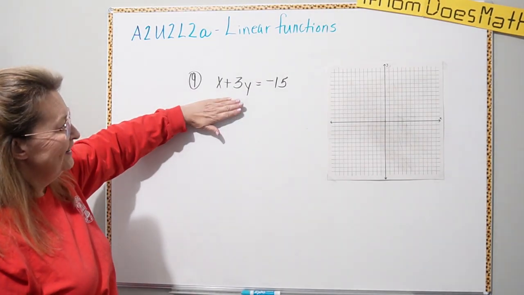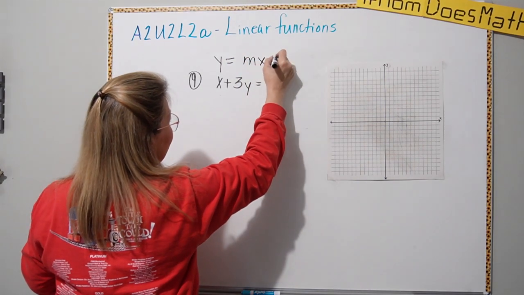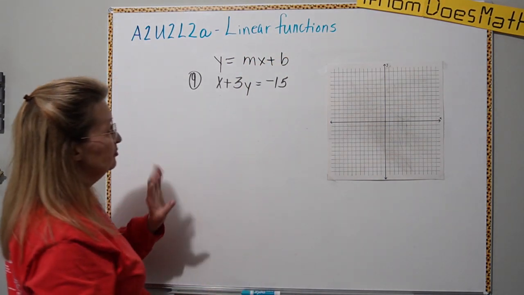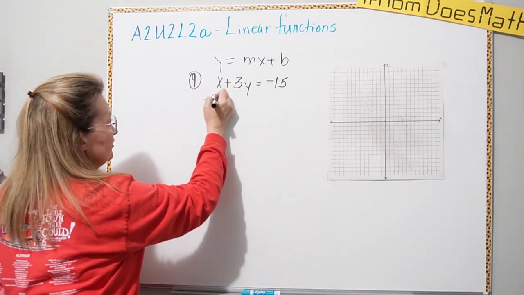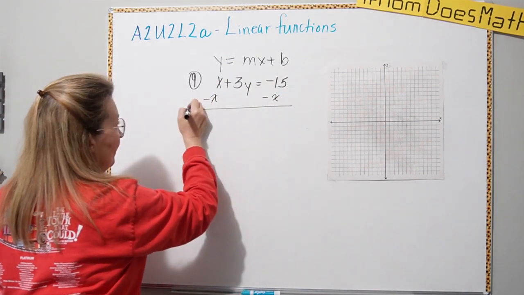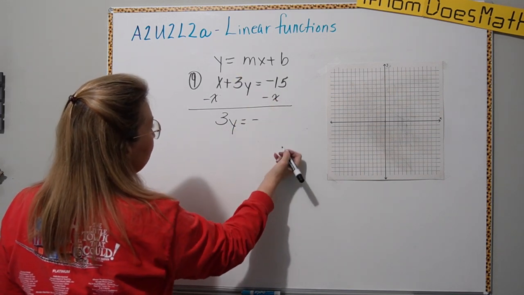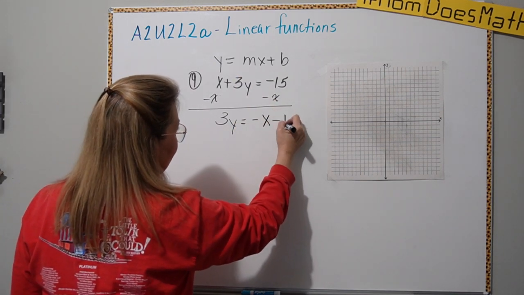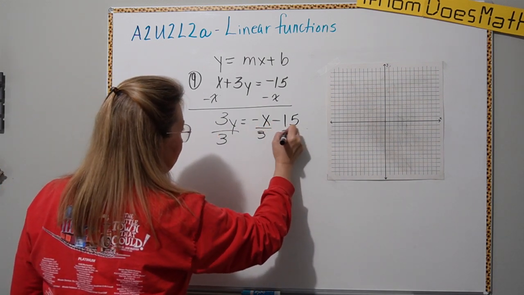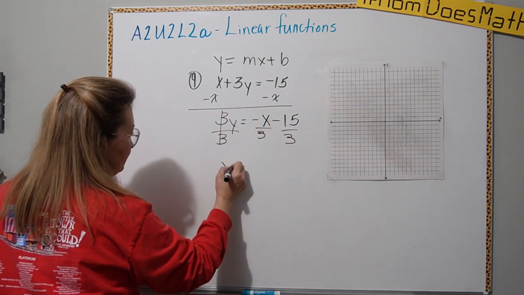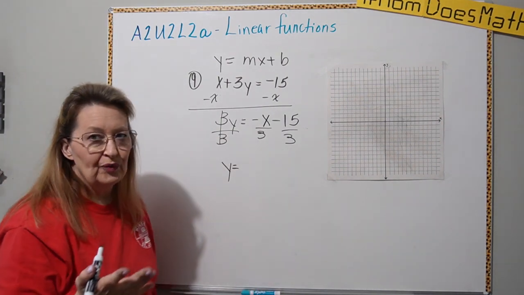Okay, for number 9, it's going to require a little bit more manipulation to get it into y is equal to mx plus b format. But basically, we're just solving for y. So first, let's subtract x from each side. And to keep that in slope-intercept format, I'm going to put the minus x in front. Now I've got to divide all the way through by 3. So these cancel out or divide out to 1. Now, right here, I've got -x over 3.